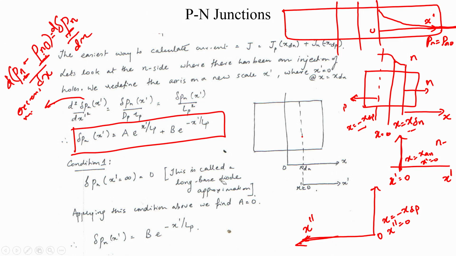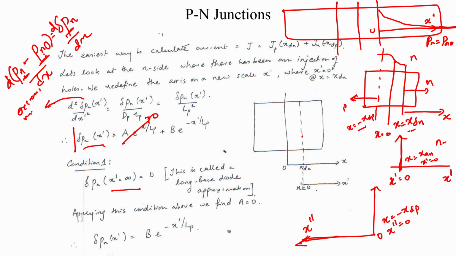So if you say that this is the first boundary condition and apply it to that expression, you will find that the term A automatically has to be 0, because at x dash equal to infinity, this term blows up. Okay, it becomes infinite, but my delta Pn is 0, and that can happen only if A is 0. So I cannot allow this term to exist. So this term has to disappear, and that happens only when A is 0.